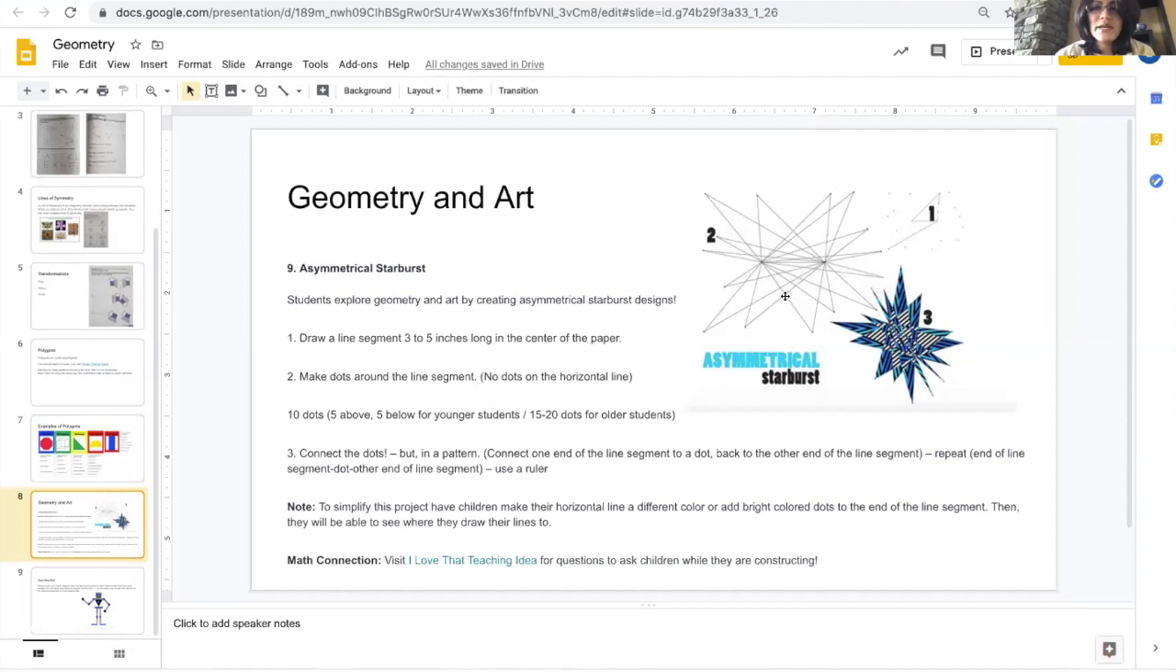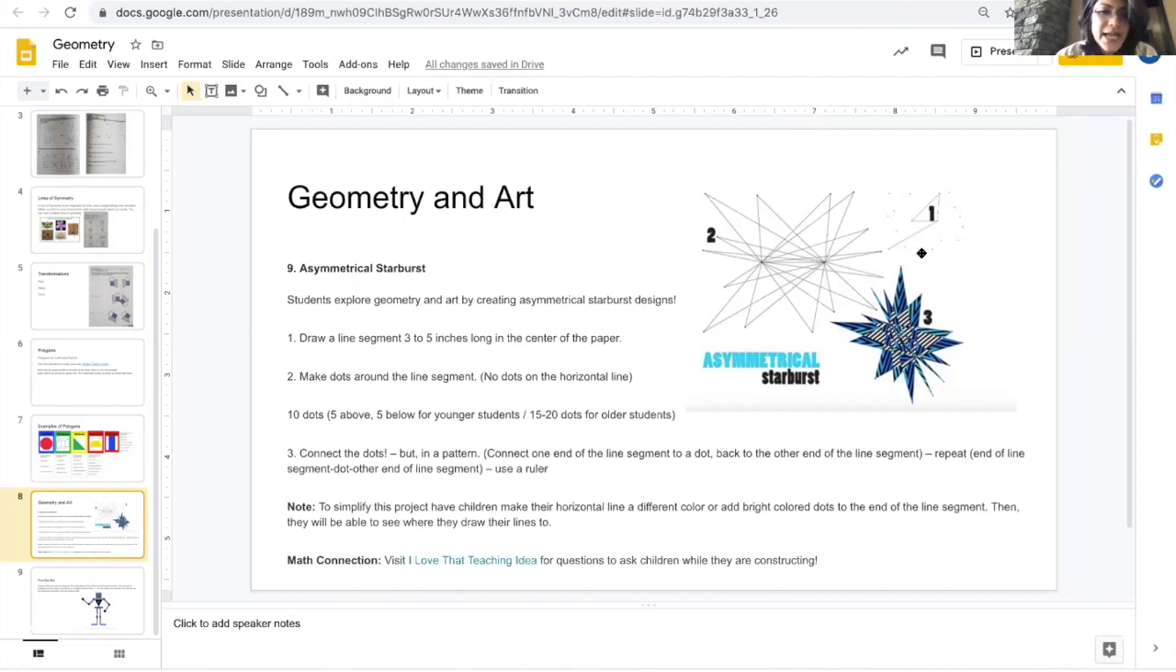You will be making an asymmetrical starburst. And what you'll be doing is that you'll basically start off with a bunch of scattered dots. If you look over here where it says 1, they're starting off with a bunch of scattered dots, no per se arrangement. And then you'll start joining the dots. So you'll draw a line segment 3 to 5 inches long in the center of the paper. That's this guy right here.